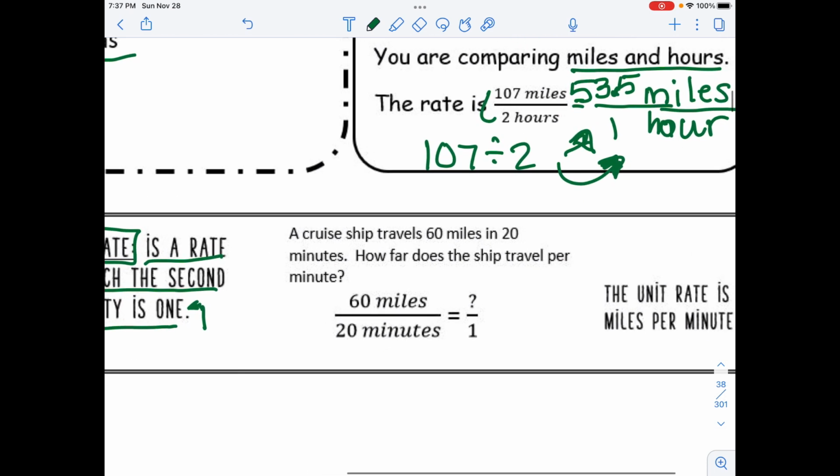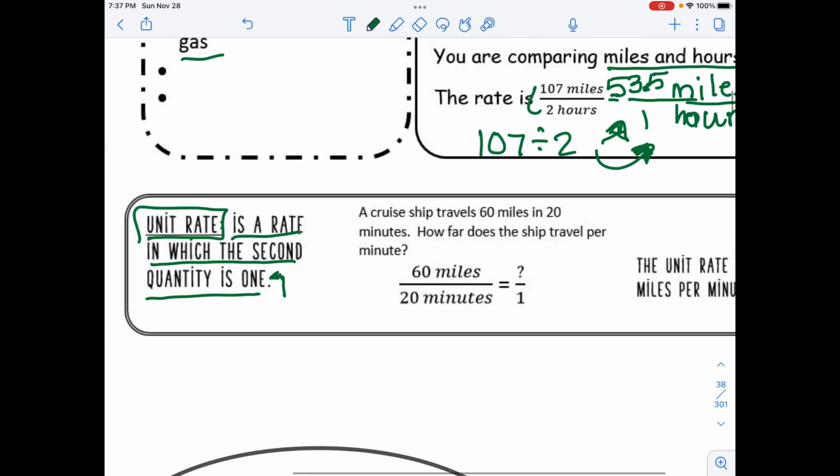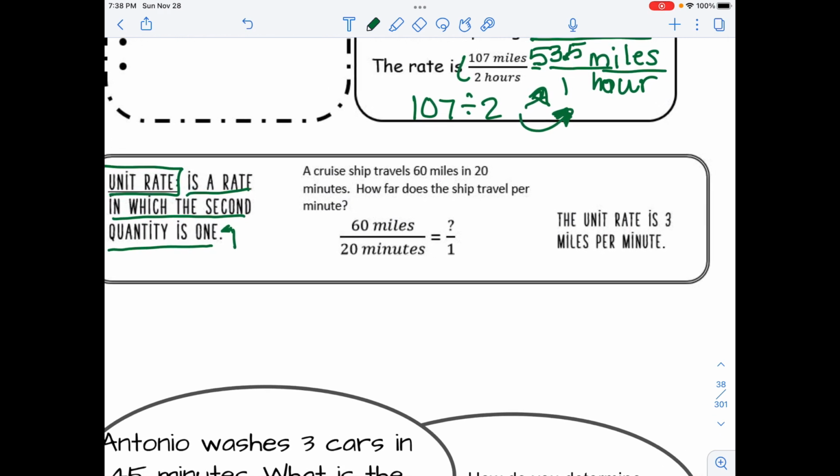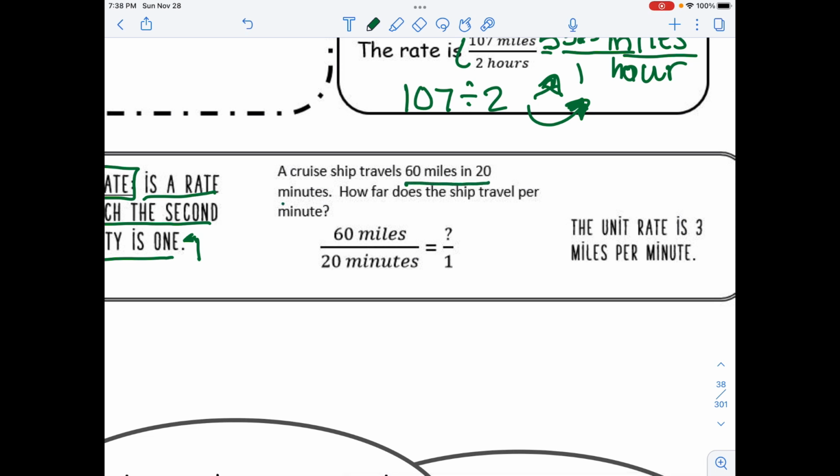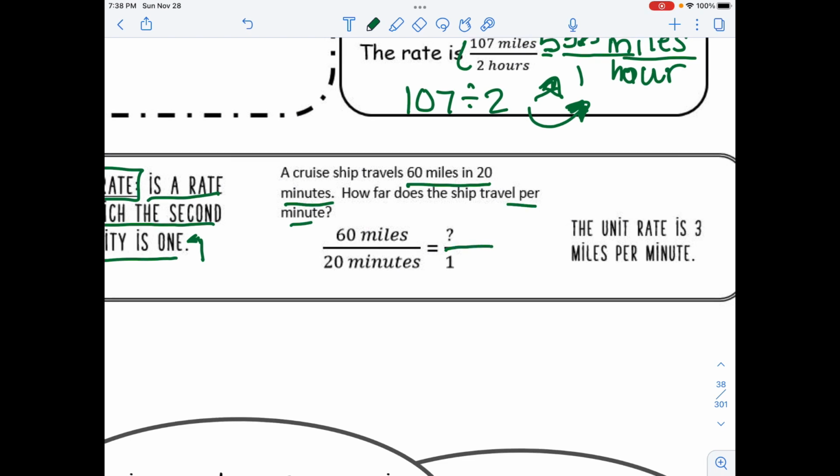All right, so let's do this word problem right here and do it for a unit rate. A cruise ship travels 60 miles in 20 minutes. How far does the ship travel per minute? So we're going to set it up, and we're going to see we have 1 minute. And then miles. So we have miles to minutes.